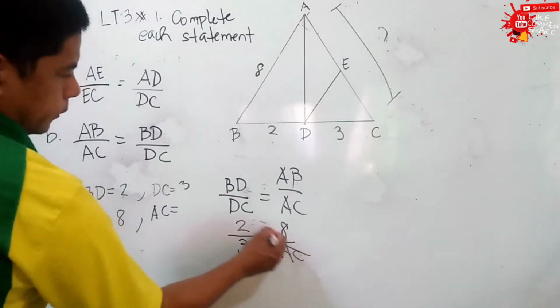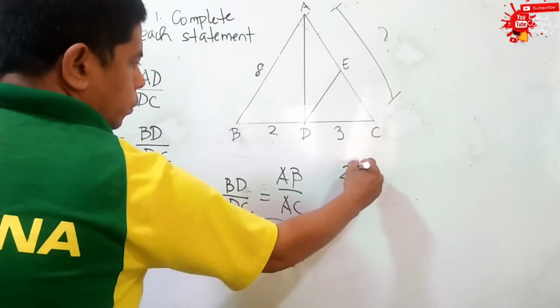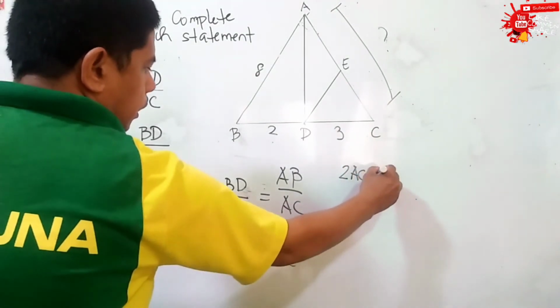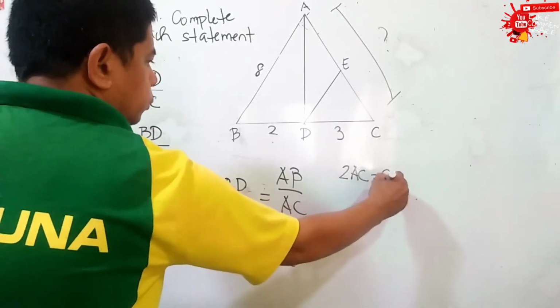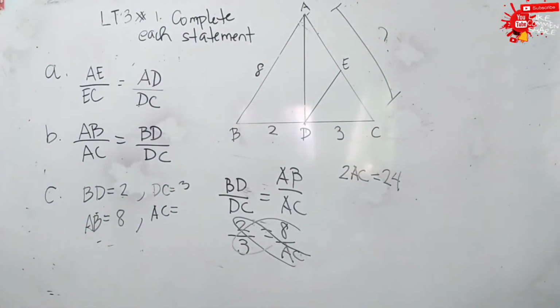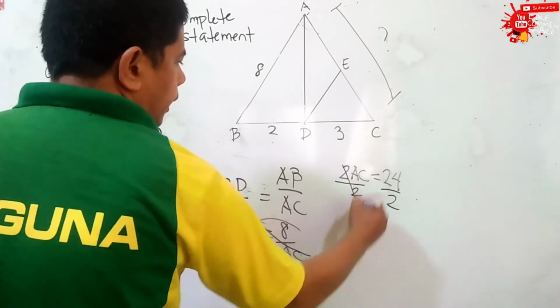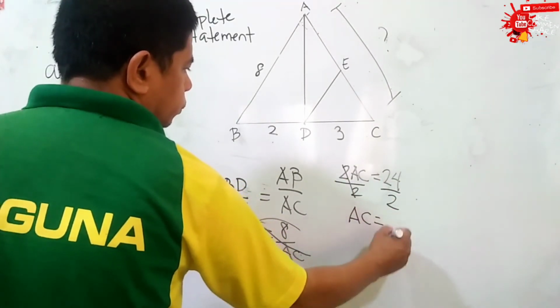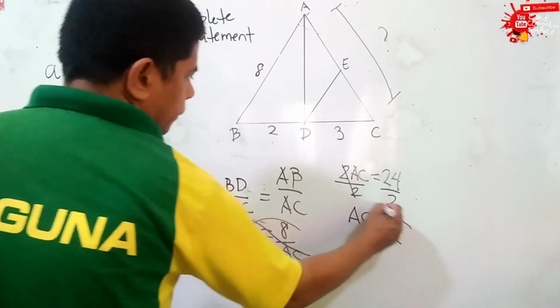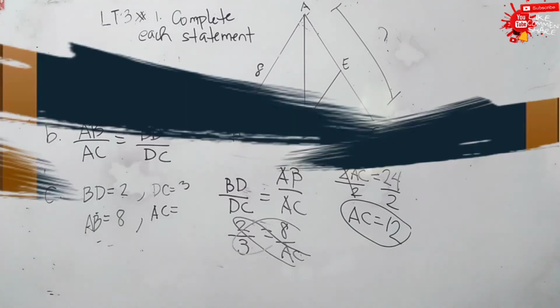Okay, cross product. So, that is 2AC equals 8 times 3 is 24. So, next is divide both sides by 2. So, our AC is equals to 12. Yung sagot natin for AC. So, madali lang yung number 1, complete its statement.